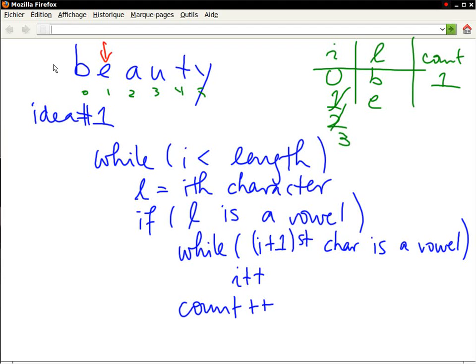So I is 3, right? The last increment here set it to 3. What's the third character? A or U. It's U. Okay. Is it a vowel? Yeah. Why the heck am I in here again? I was supposed to skip past all of the vowels.